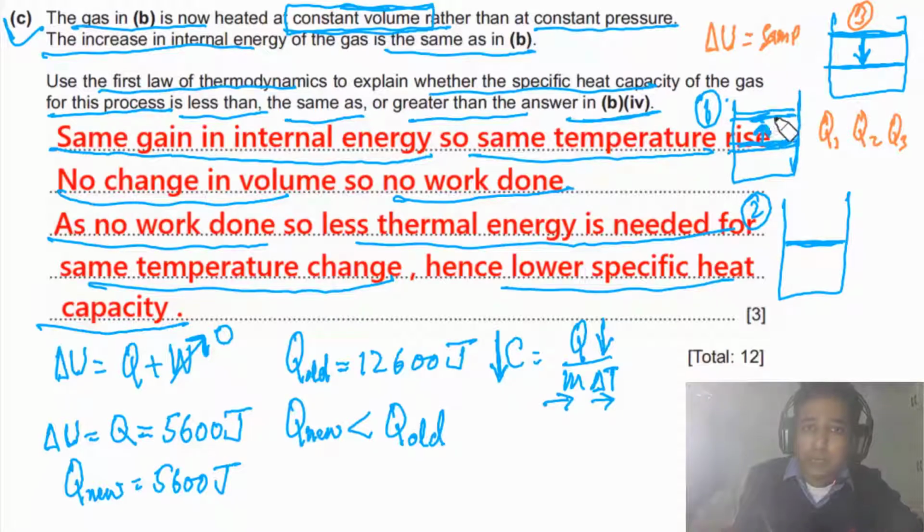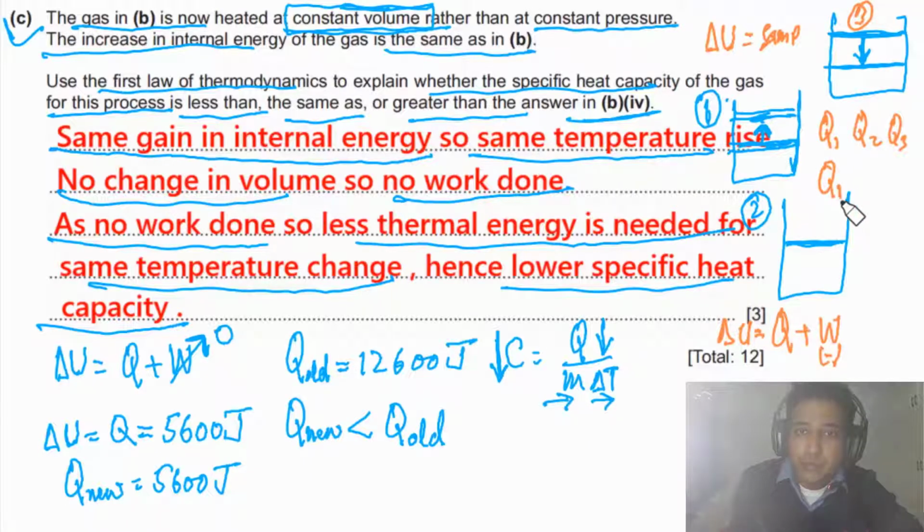I hope you say in case 1 it has to be greatest because work done is negative. So we can rewrite here Q plus W is equal to delta U. If this one is negative, this has to be positive and its value has to be greater. So in this case the highest amount of thermal energy is needed for the same rise in temperature. So we can say Q1 has to be the greatest.